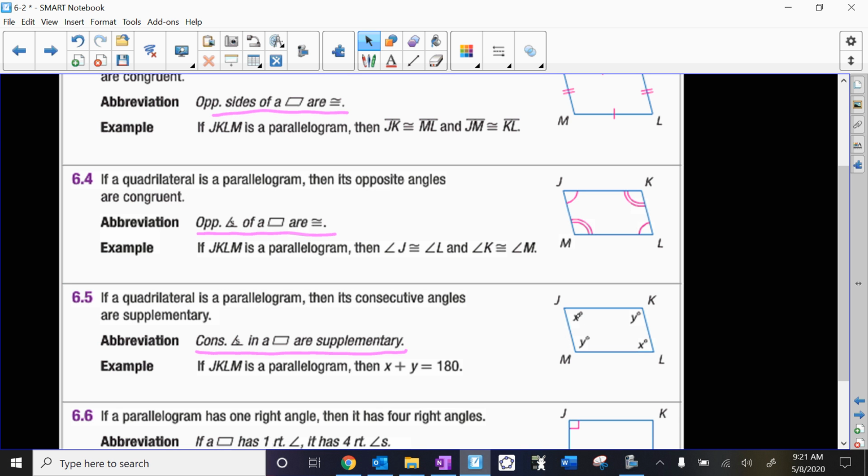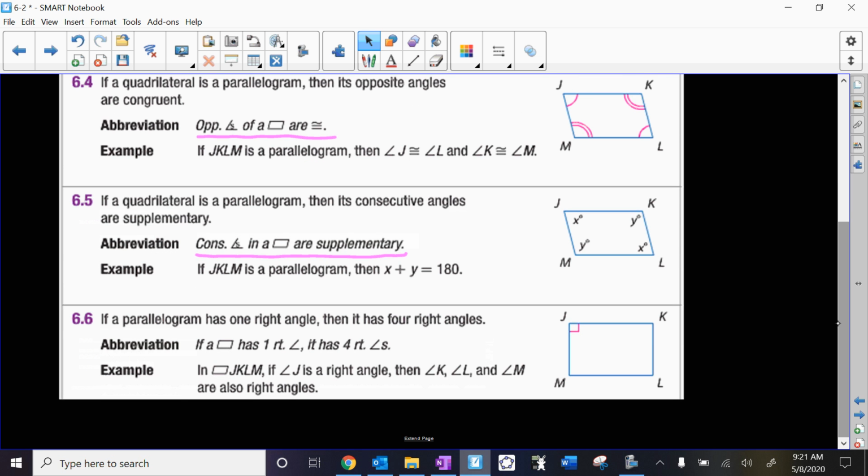So these are like angles J and M. They would add up to 180, or M and L. They just have to be right next to each other. And then the last one on this slide says if you have one right angle, then there are four right angles. This is actually one of the properties more of a rectangle, and we'll talk about it later on, but it's in there. If one of them is right, then they're all right angles.